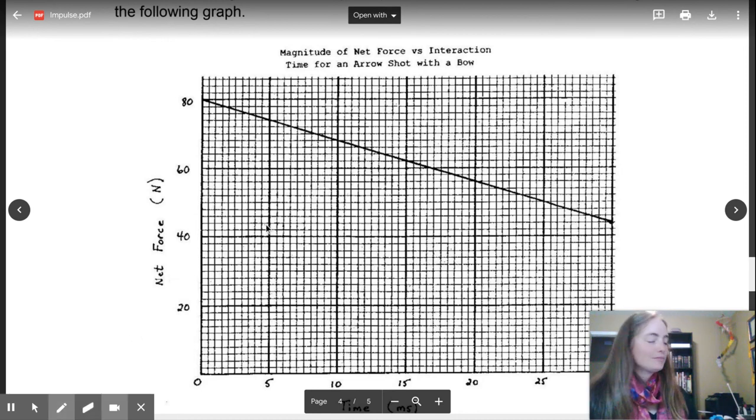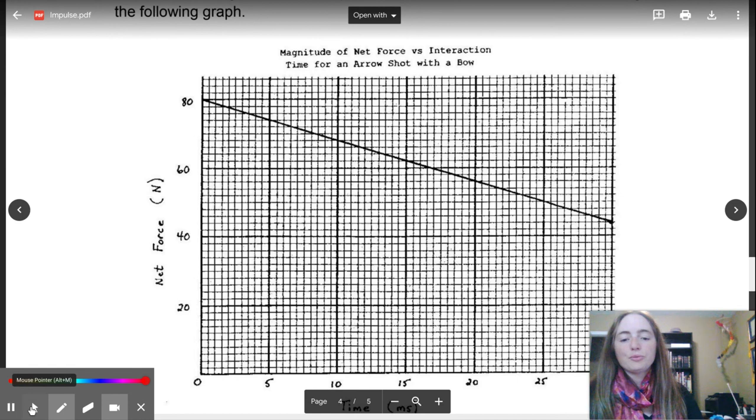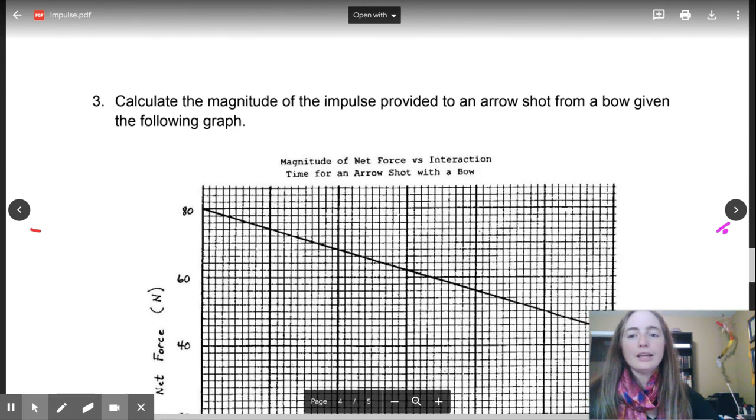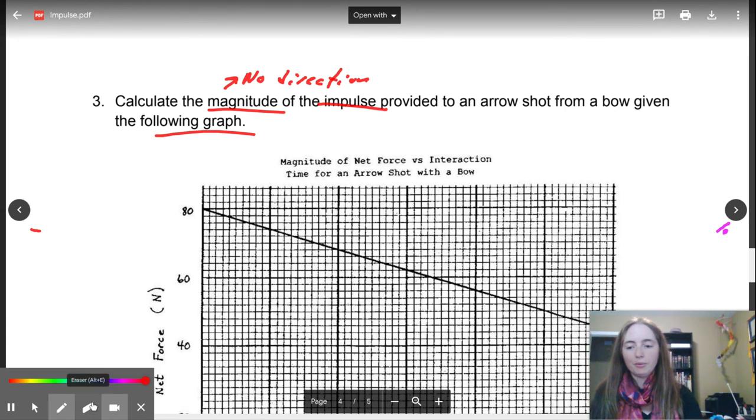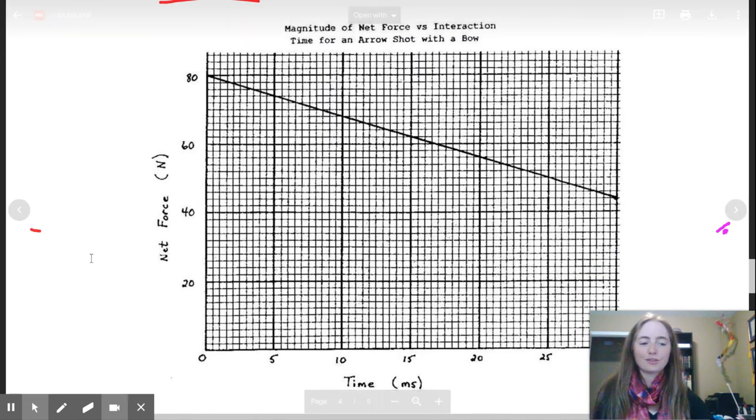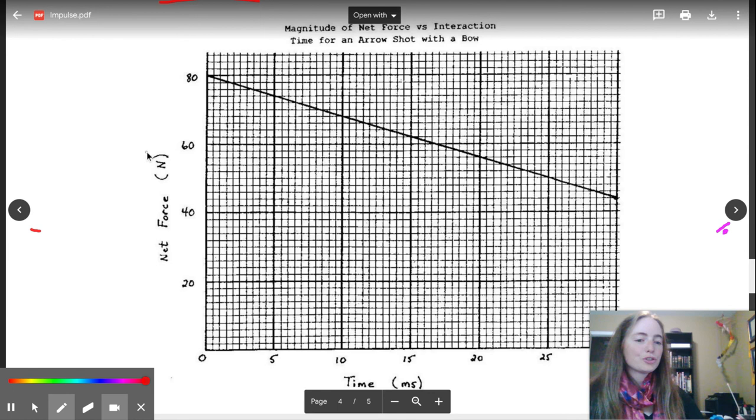So moving on, we're going to be looking at our lovely graph. We have been asked to calculate the magnitude of the impulse, and when I say magnitude, I want no direction, of the impulse provided to an arrow shot from a bow given the following graph. We don't really care that it's an arrow from a bow. That's not going to change our question, although archery is a ton of fun. Okay, let's look at our graph.